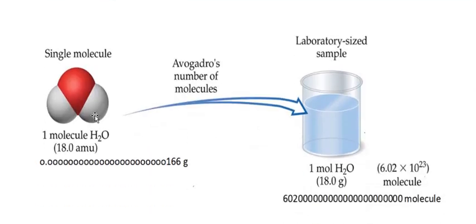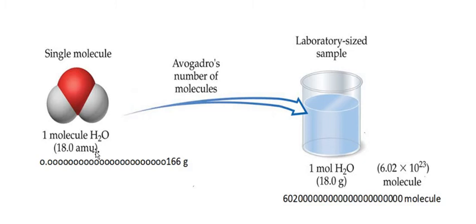Let's have an example. This is a molecule of water. One molecule of water has 3 atoms: 2 hydrogen atoms and 1 oxygen atom. The mass of one hydrogen atom is 1 AMU. This is the mass of another hydrogen atom, 1 AMU. This is one atom of oxygen. Its mass is 16 AMU. So the total mass of this molecule is 18 AMU.